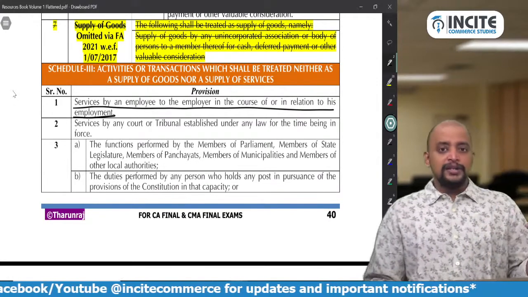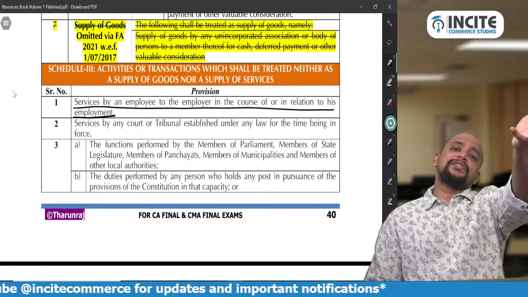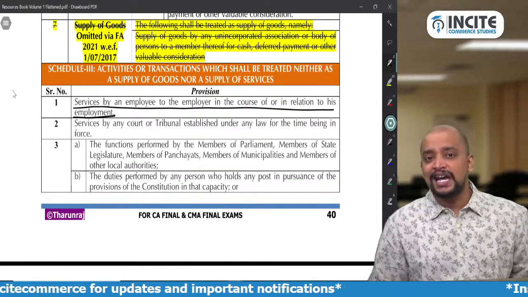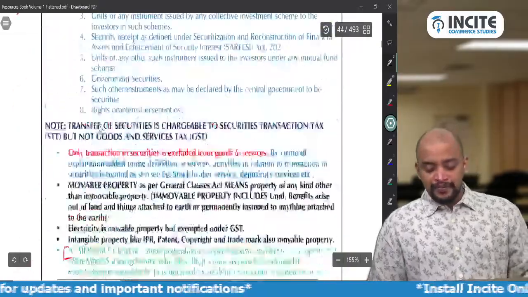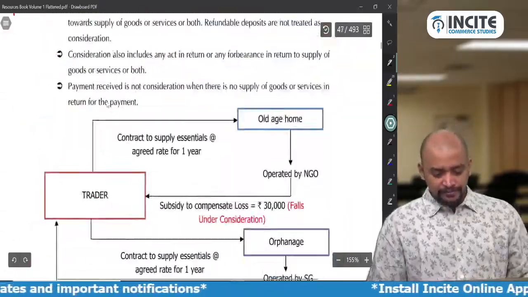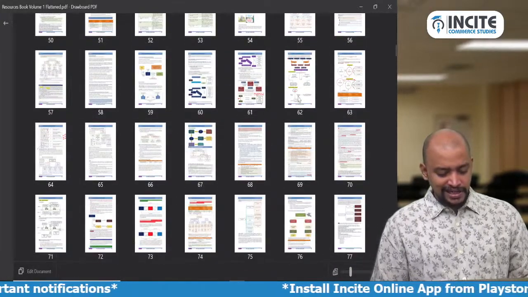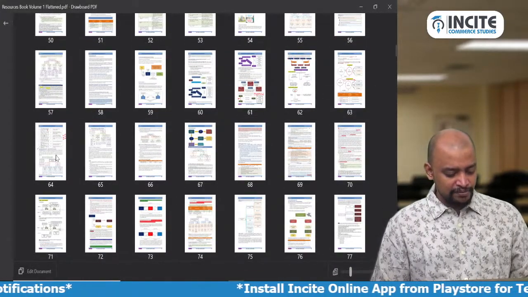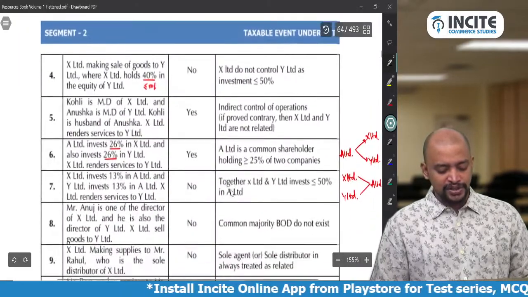Okay. So which means even though they are related, employee rendering services to the employer, for which the employer pays salary, on that there is no GST. Okay, that is the meaning. Now, come back to this discussion. That is where we started, that employer-employee relationship. So, page number 62.